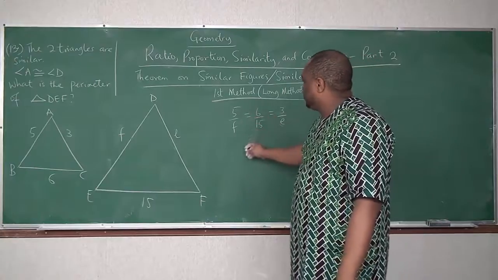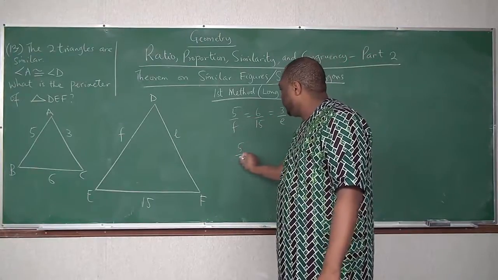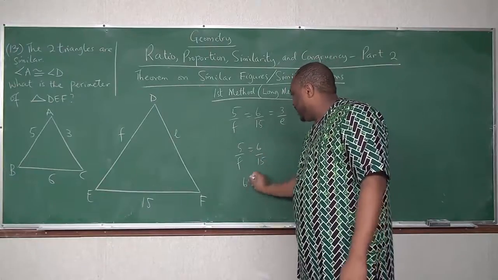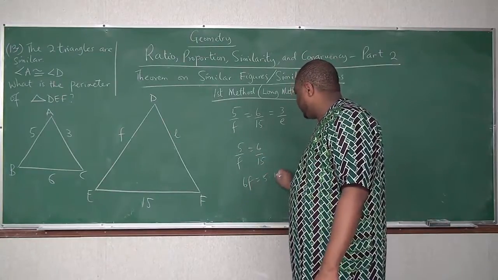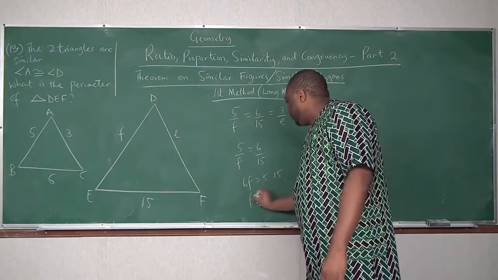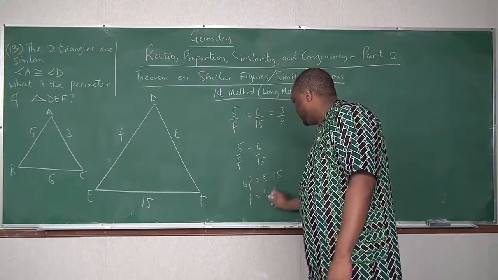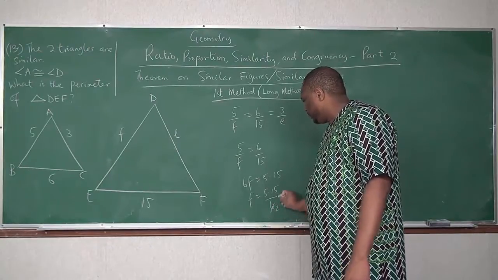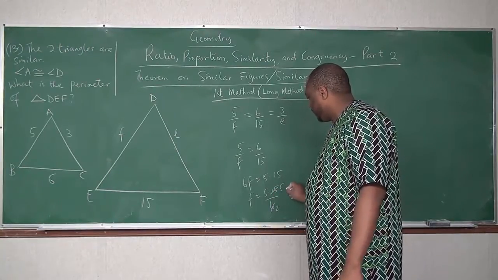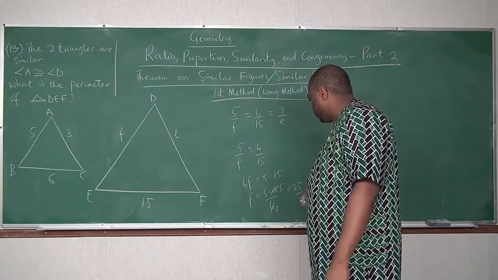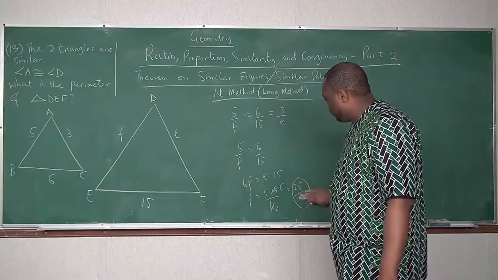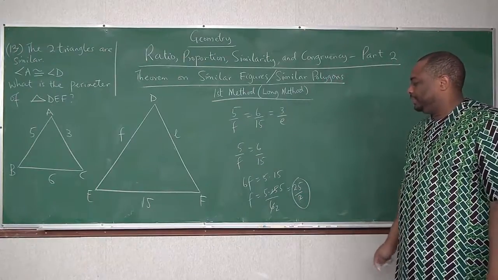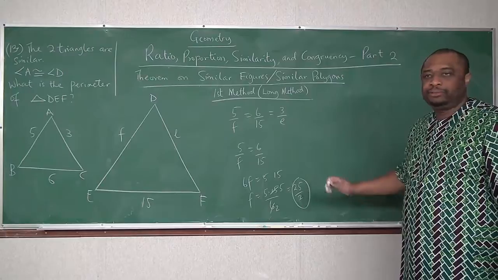So we can first of all do it with this. This means that 6f is equal to 5 times 15, and f will be 5 times 15 over 6. So 3 into 6 is 2, 3 into 15 is 5. So this is 25 over 2. f is 25 over 2.